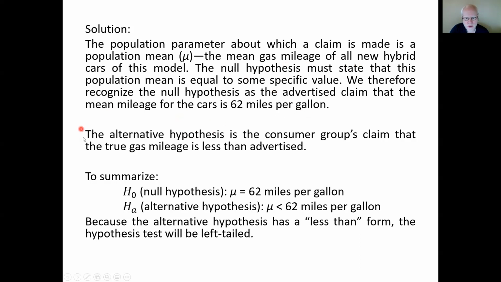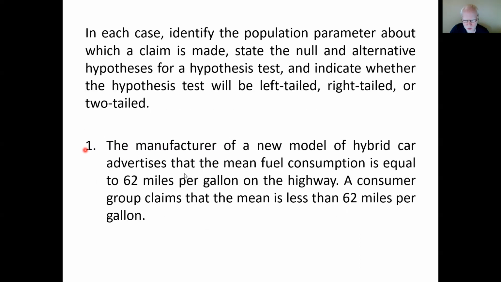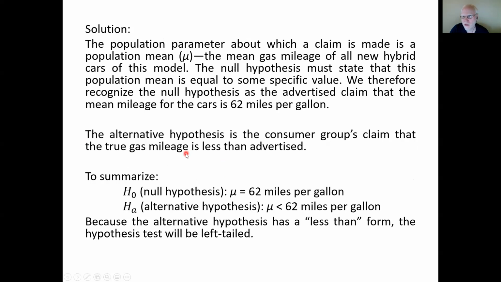The alternative hypothesis is the consumer group's claim that the true gas mileage is less than advertised. They're saying, a consumer group, that they get less than 62 miles per gallon, right? So that's the alternative hypothesis. That's the one that we'd like to be testing to see, is this consumer group claim true, based on, say, a sample that we take. Is it true that for all the hybrid cars of that type, the gas mileage is less than 62 miles per gallon?